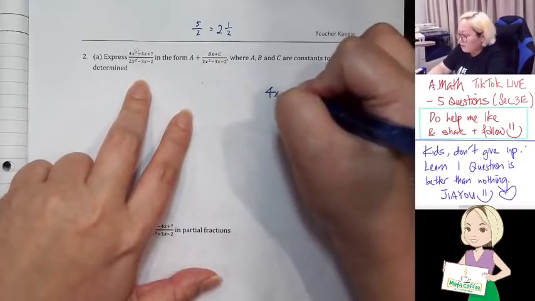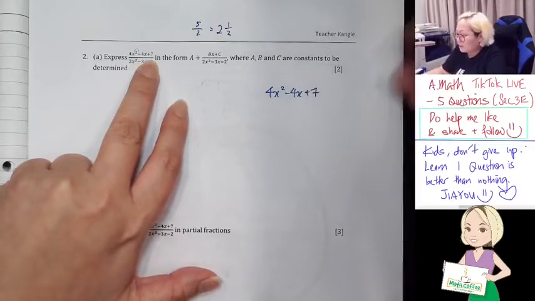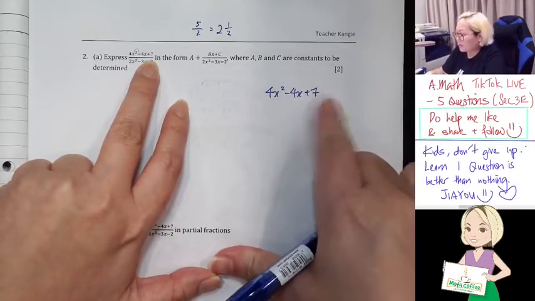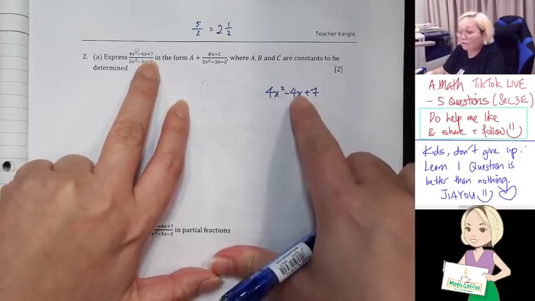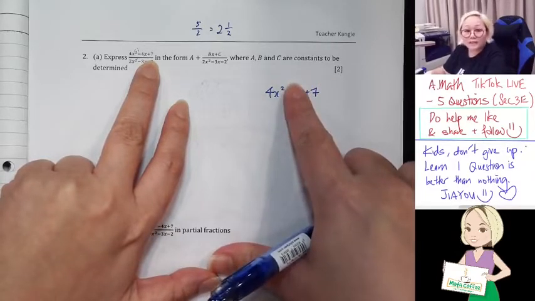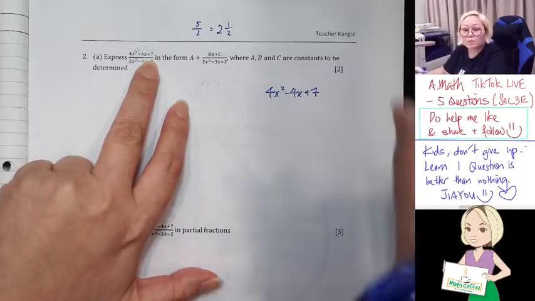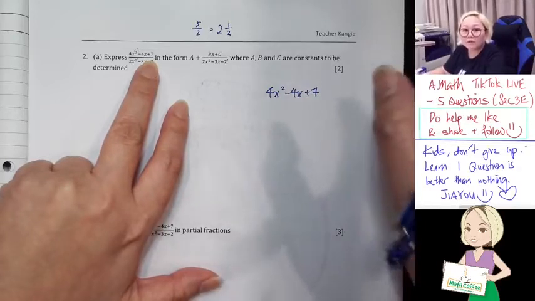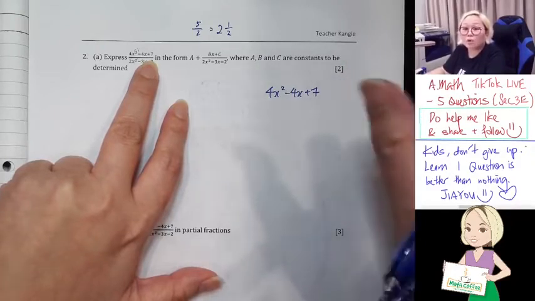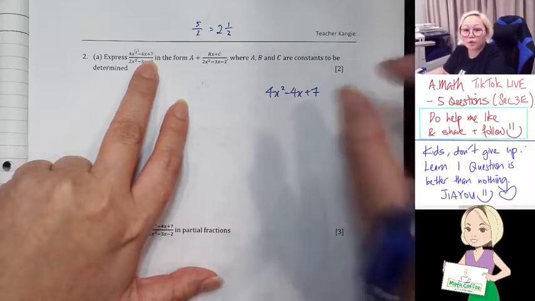So I will put 4x squared minus 4x plus 7. Please make sure that you have all the terms. After x squared, you should have x to the power of 1, then the constant. If let's say it doesn't have an x term, you will have to put plus 0x. You have to leave a place for the x, even if there's no term there. Okay, it's easier for you to divide.